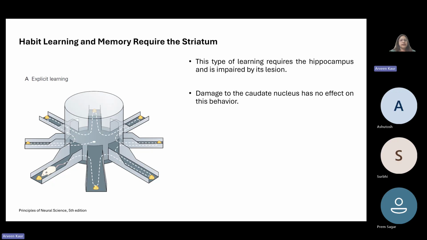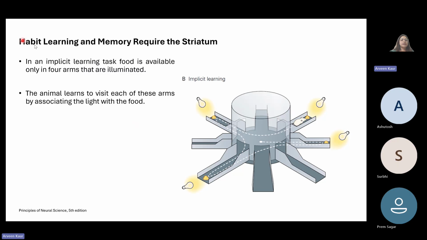So this type of learning requires the hippocampus, and if there is a lesion in this region, then it is impaired. Also, if there is a damage to caudate nucleus, then it has no effect on this particular behavior of the explicit memory, right? But when it comes to implicit learning, the same kind of 8-arm maze is taken.